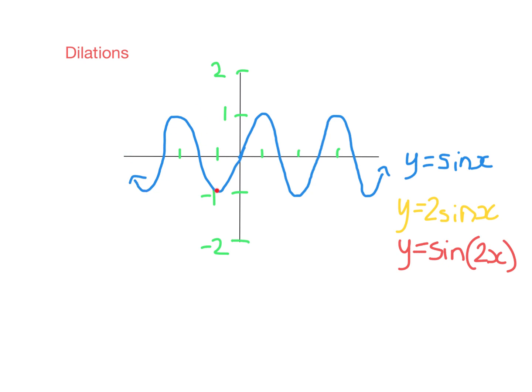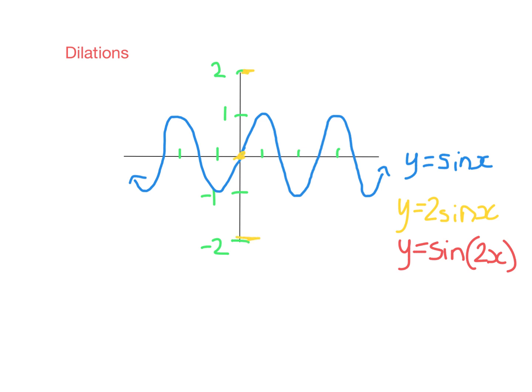So y equals sine x goes up and down, up and down, up and down forever. If I want to graph y equals 2 sine x, it stretches it vertically. So this number 2 makes it bigger vertically. So instead of oscillating between -1 and 1, it's going to oscillate between -2 and 2.